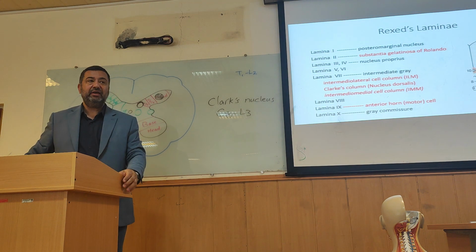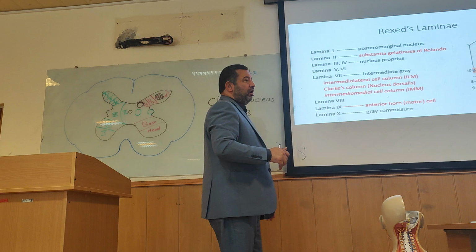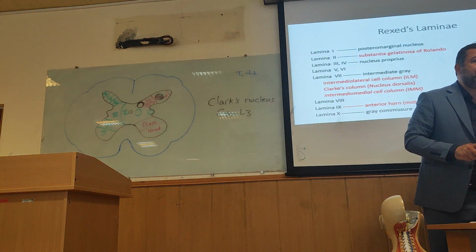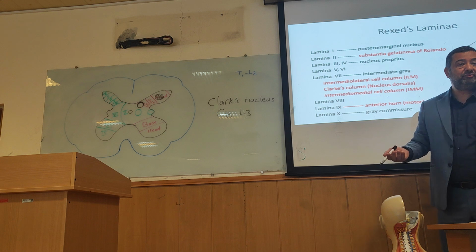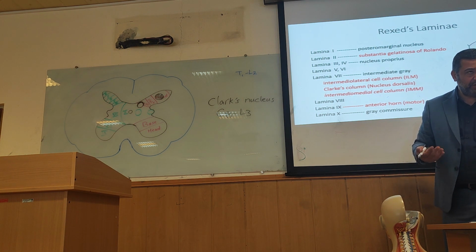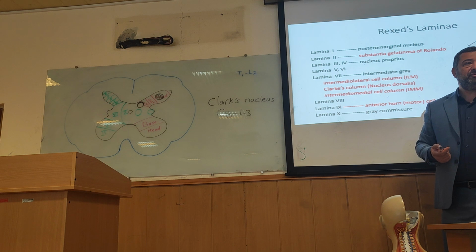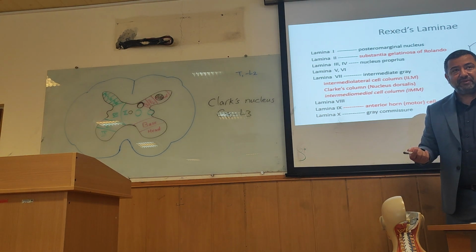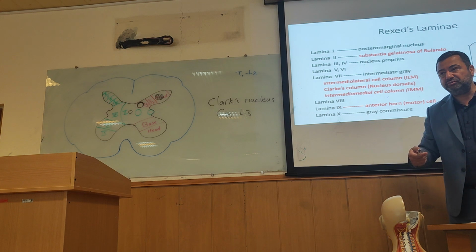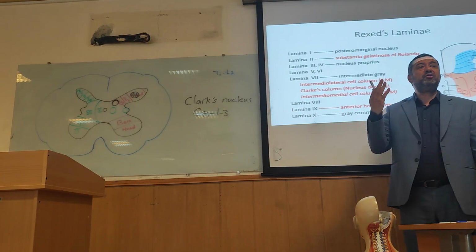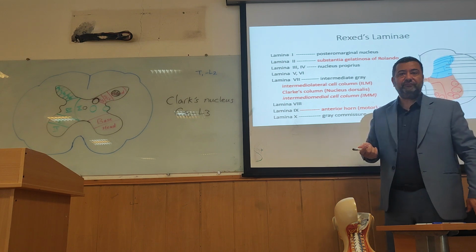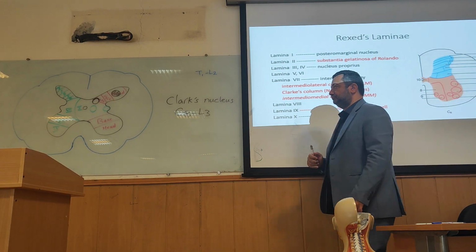If I ask you, where is the location of intermedial lateral nucleus, you answer me, T1 to L2. Okay? T1 to L2. Lateral horn is located from T1 to L2, and intermedial lateral nucleus is located on the lateral horn from T1 to L2.